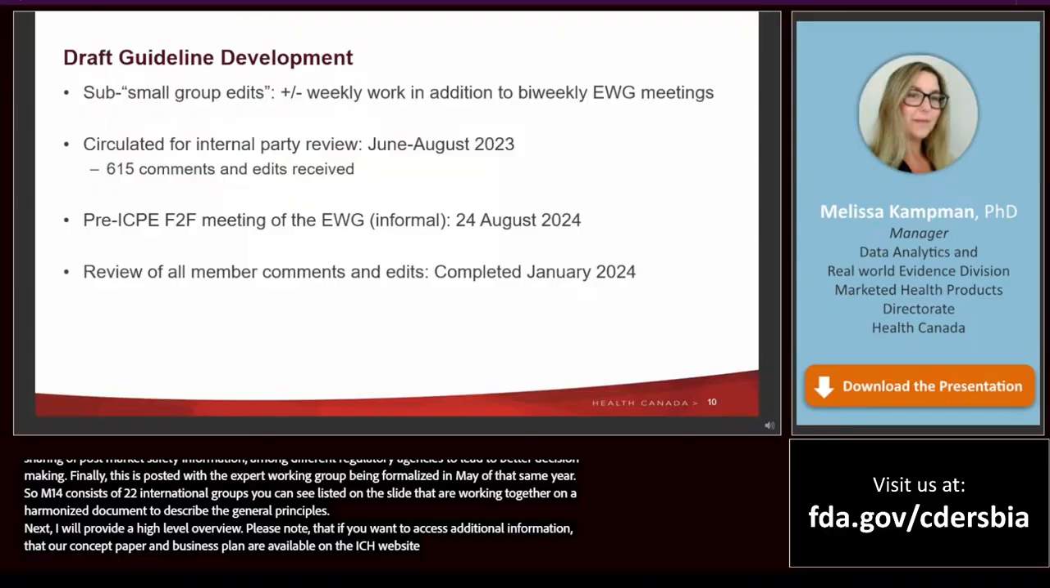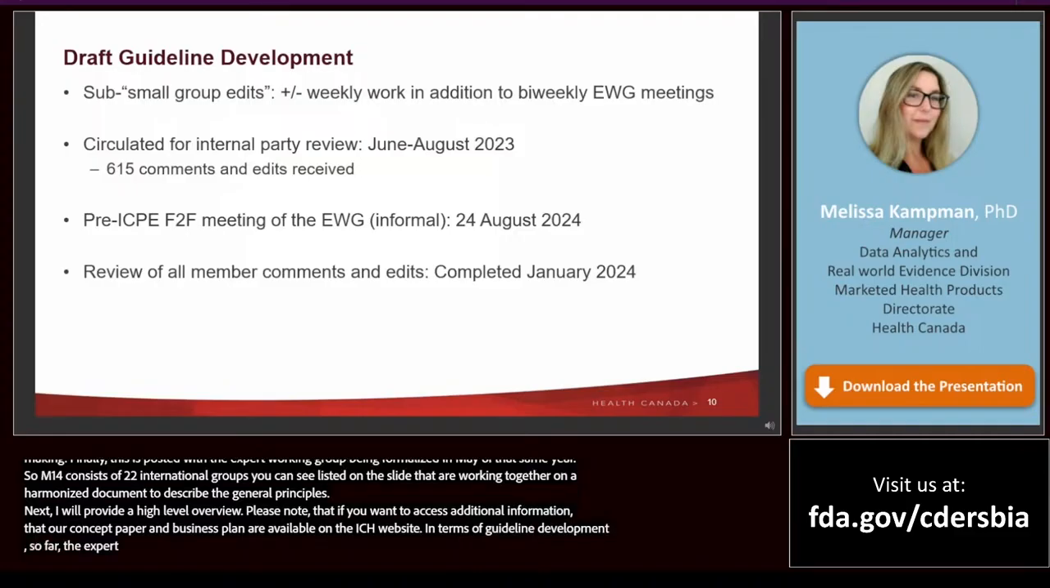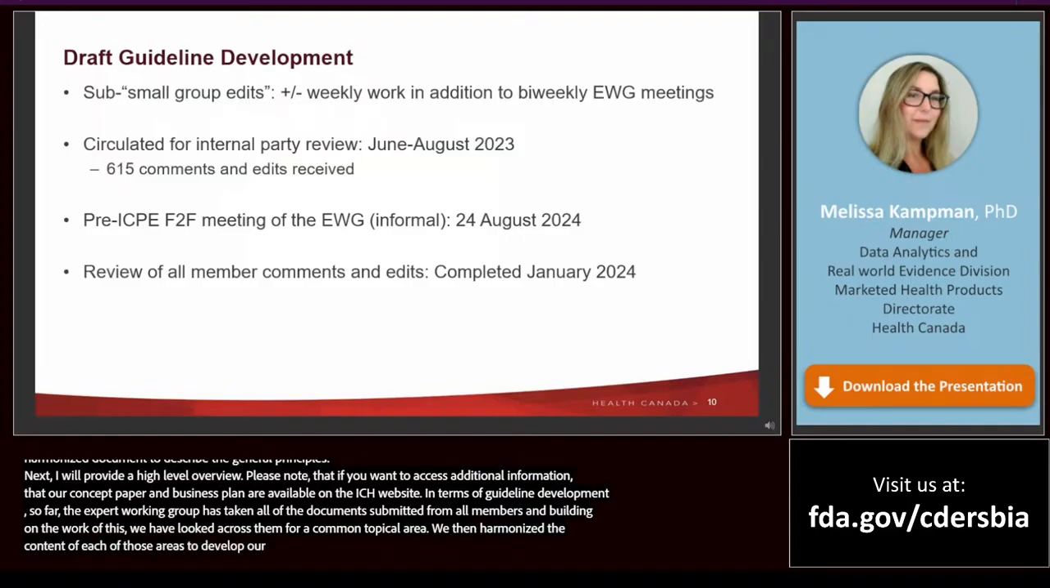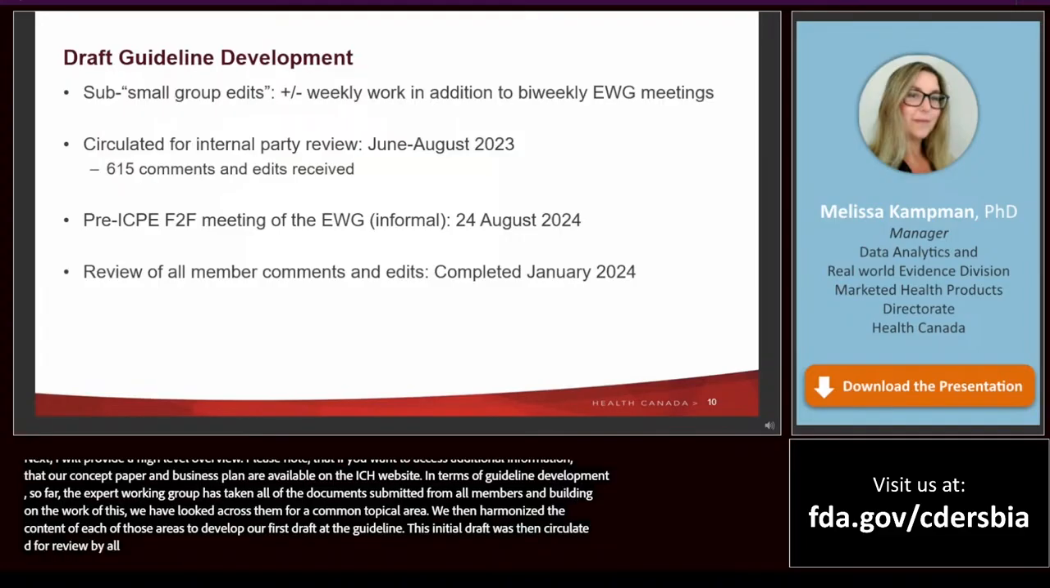In terms of draft guideline development, so far, the expert working group has taken all of the documents submitted from all members, and building on the work of PEpiDG, we have looked across them for common topical areas. We then harmonized the content of each of those areas to develop our first draft of the guideline. This initial draft was then circulated for review by all participating members in June 2023, where we received a total of 615 comments and proposed edits.